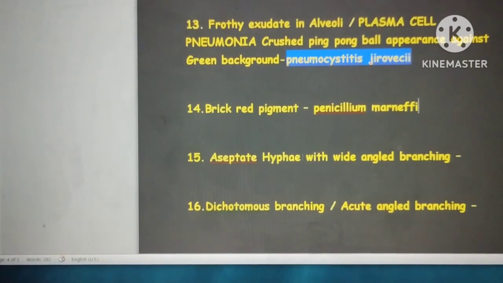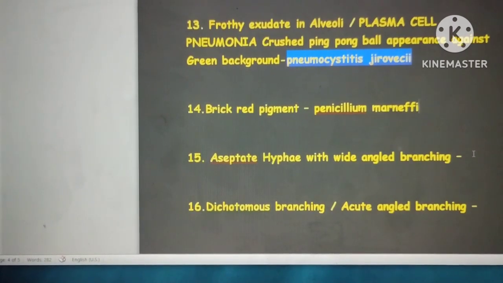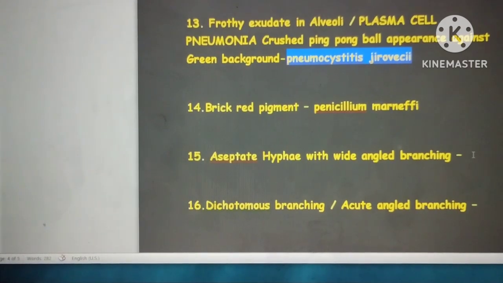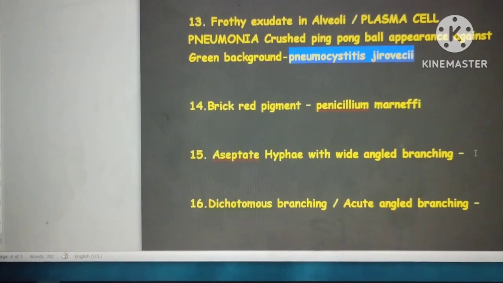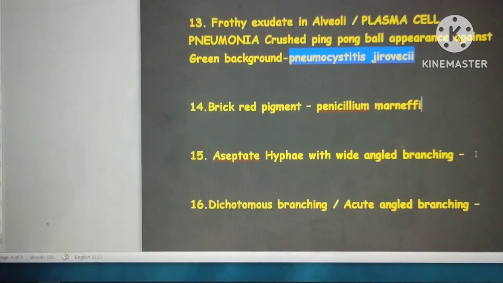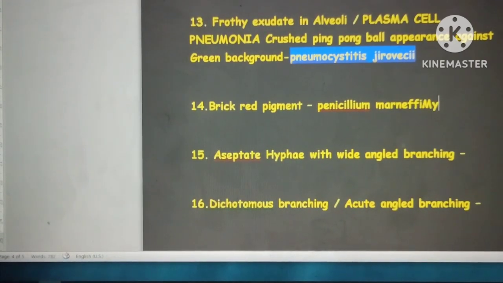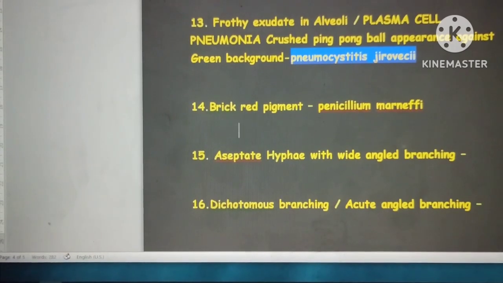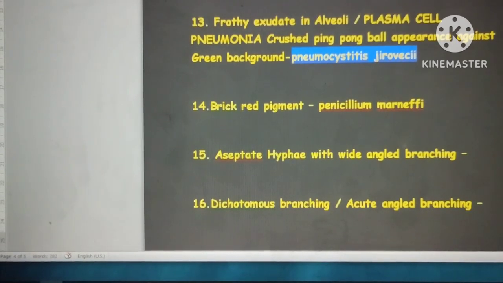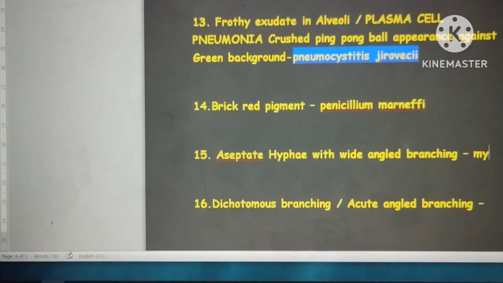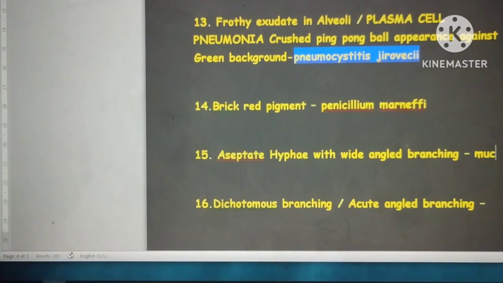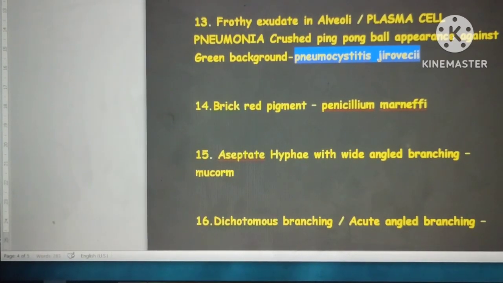Coming to aseptate hyphae with wide angle branching. Friends, always remember aseptate hyphae is nothing but mucormycosis. In mucormycosis, you know there are three species: one is Rhizopus, another is Absidia, another is Mucor. These three species broadly come under Mucor. It usually comes under the family Zygomycetes, but for diagnosis, I'm saying just mucormycosis.